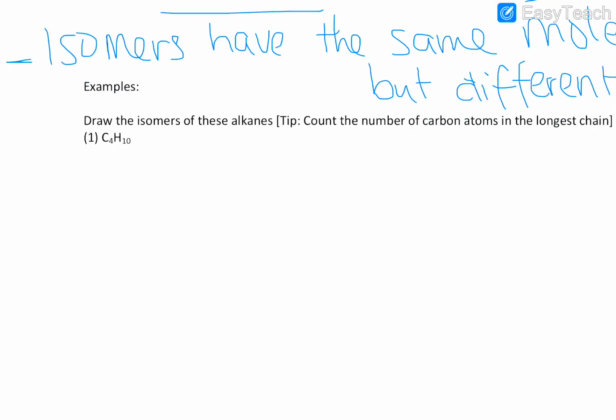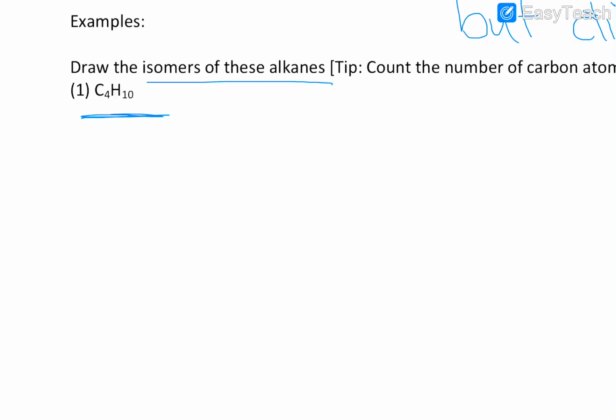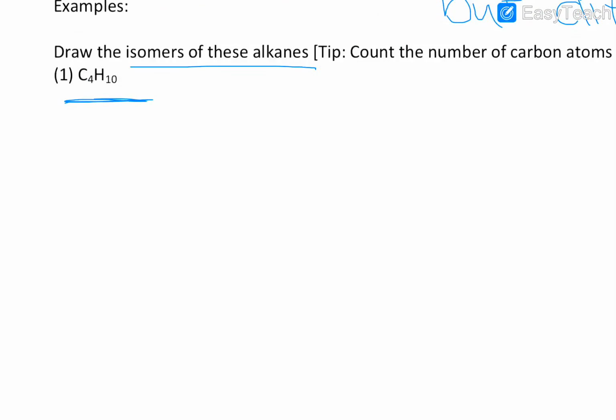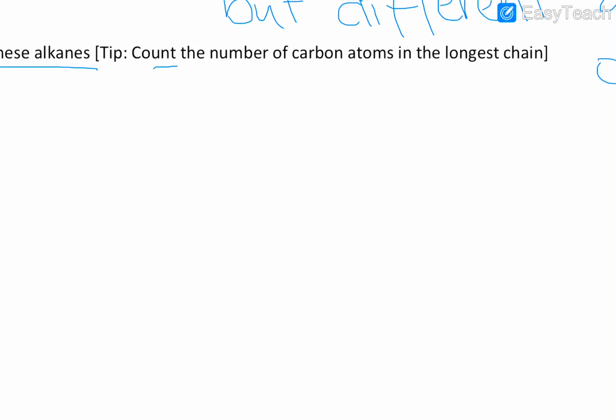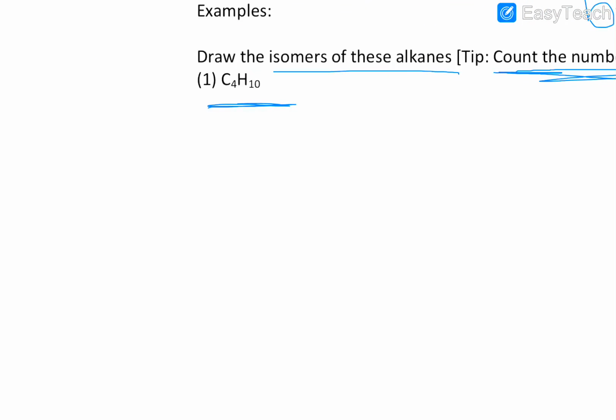So first example, you have to draw the isomers of these alkanes. So C4H10. So let's draw the isomers. We're going to use the tip: count the number of carbon atoms in the longest chain. So we're going to vary the number of carbons in the longest chain. 4 carbons, so let's start with 4 carbons. 1, 2, 3, 4. We'll fill in the hydrogen later. Okay.